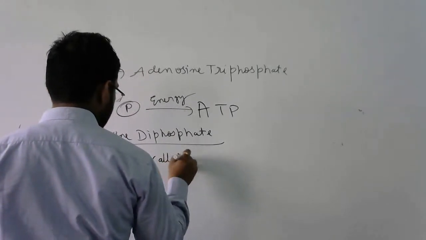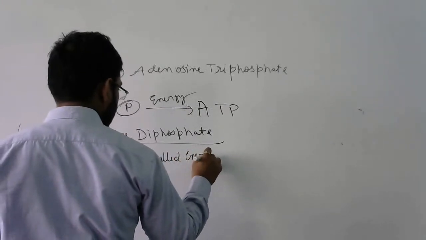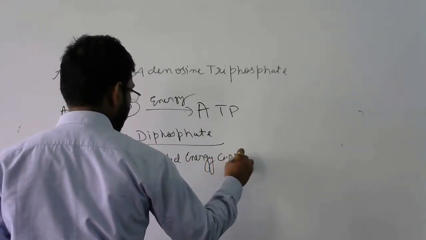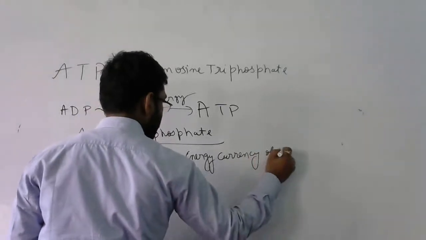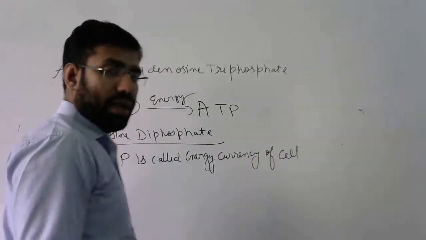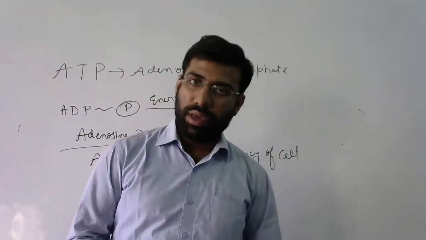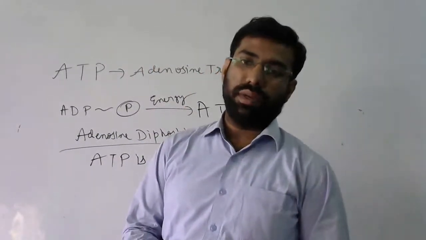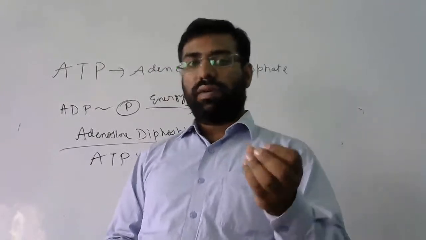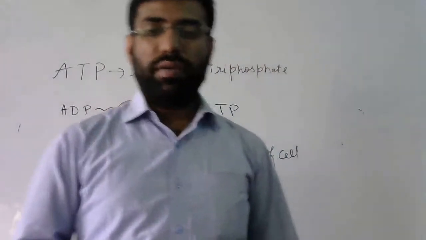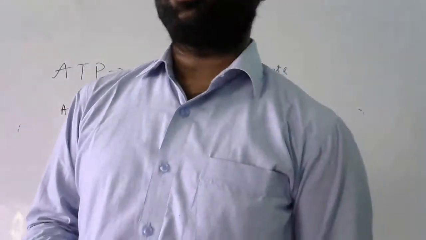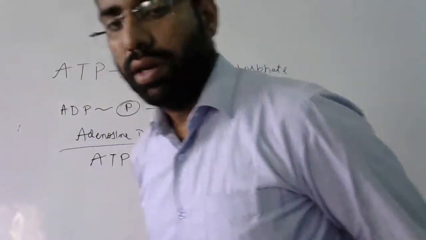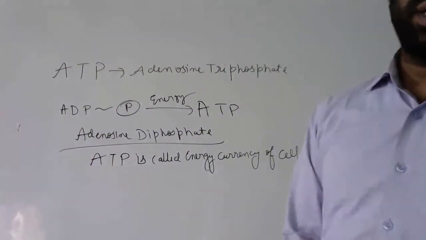ATP is called the energy currency, and this ATP is used to fuel all other activities. All other activities means running, jumping, moving, whatever activities. For all activities, we need energy, and that energy is provided by ATP. All of you write down what is there on the board.